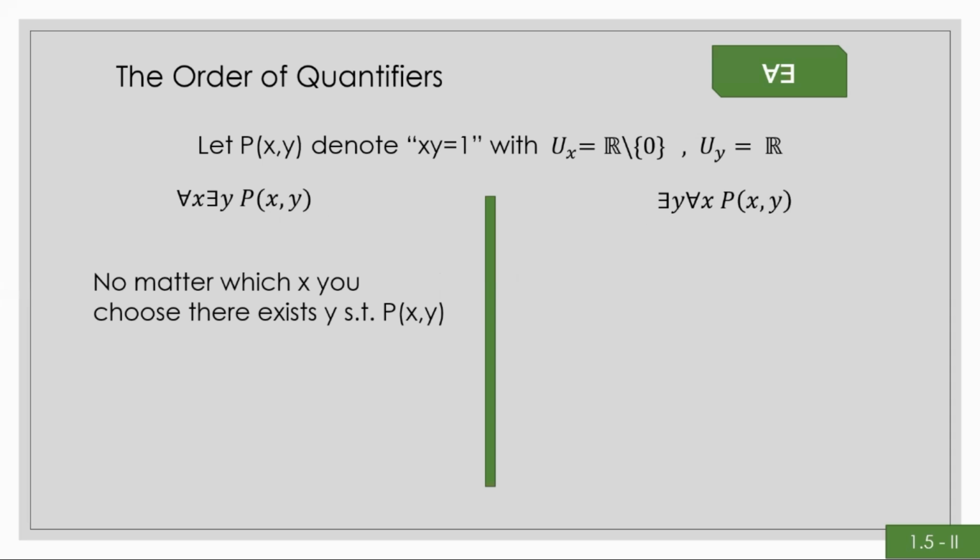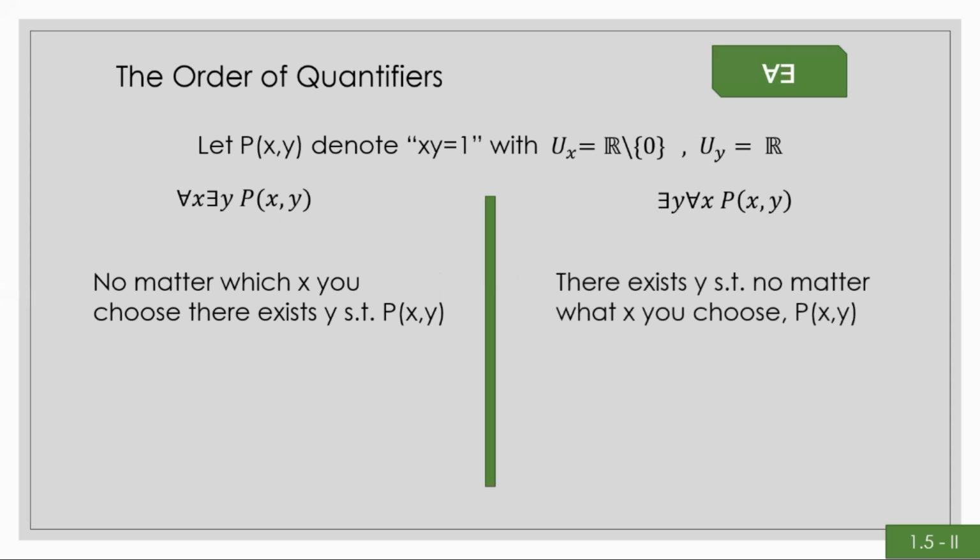For all x there exists a y says no matter which x you choose, I can go and find a y such that P(x, y) is true, right? You pick an x, I will go find a y that is its multiplicative inverse. There exists a y for all x says there's a y that we can pick first, such that no matter what x you pick, it will be the multiplicative inverse. So this says that there's a number out there that is every number's multiplicative inverse.